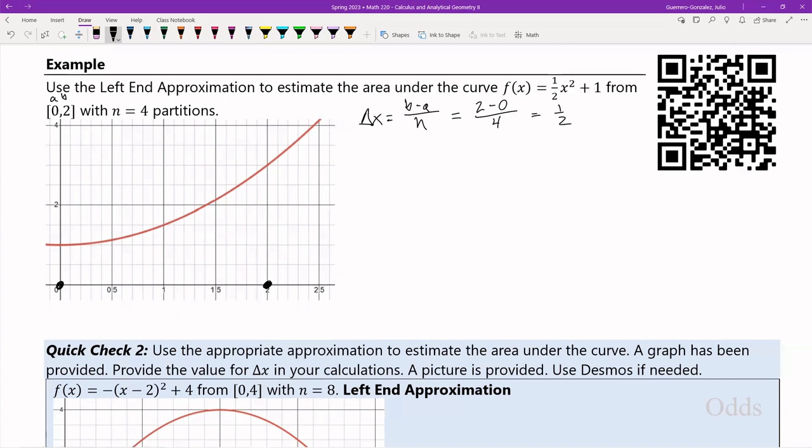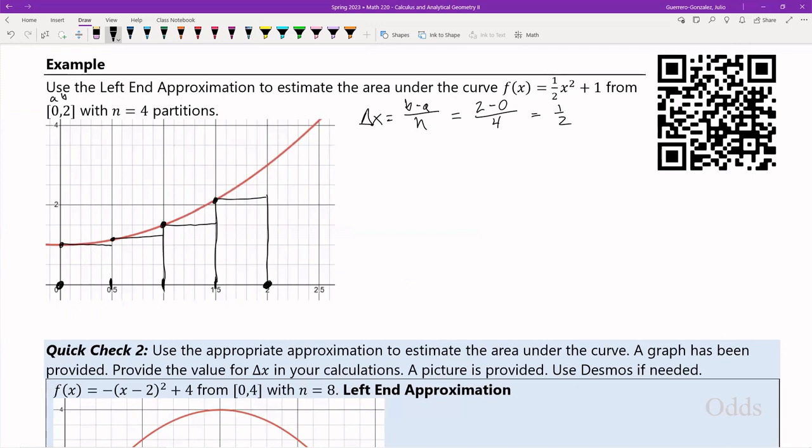Okay, so we know that our splits are going to be about a half big, right? 1/2 big. So here's one split, second split, third split, and fourth split. And since we're doing left end approximations, we are doing this end. So this one's going to be this high. The next one's going to be this high. The next one's going to be this high. And the next one's going to be about this high. So here's our 4 rectangles right here.